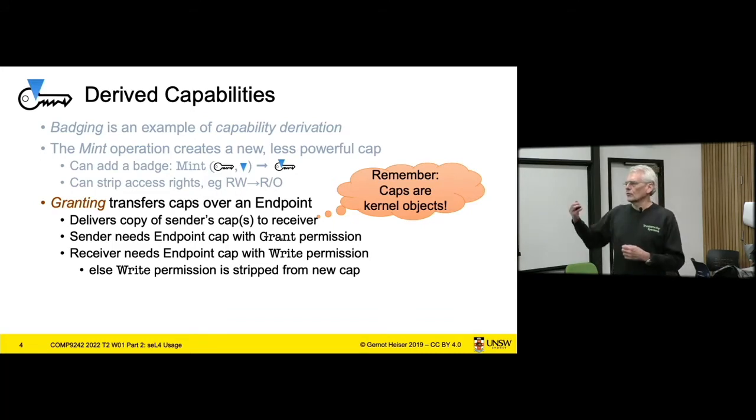If the receiver doesn't have a write permission on the endpoint, then any write permissions on the granted capability get stripped off. So that's again a way of controlling access right propagation in the system.